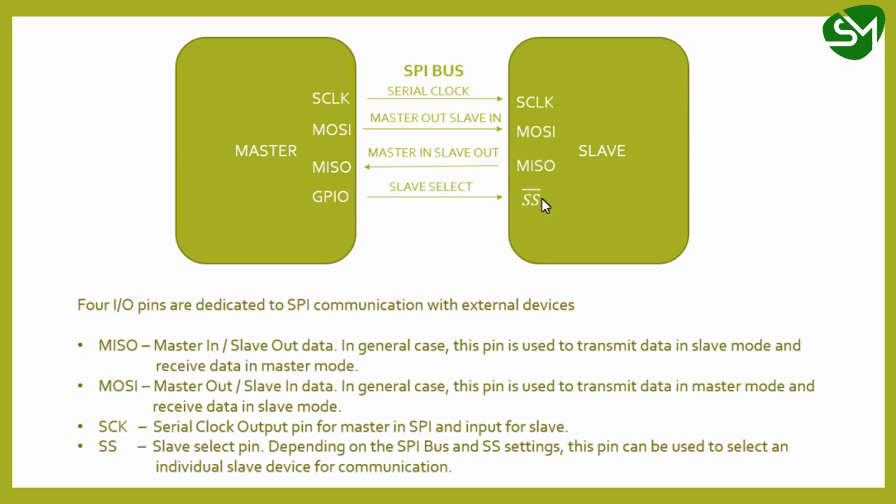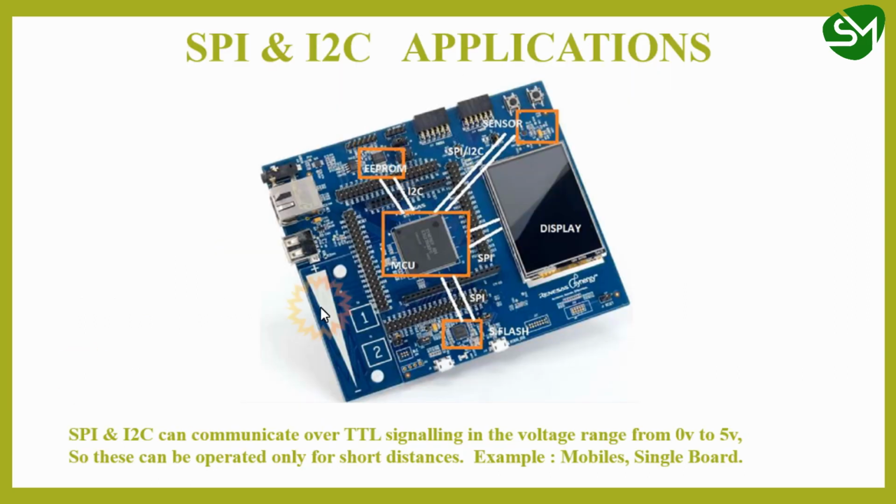And the slave select pin. Slave select pin is nothing but a GPIO in the master that is used for triggering the slave select pin of the slave. So this slave select pin is used for selecting the slave for communication by the master. Most probably SPI and I2C are mostly used for devices that are available in a single board, that are very close to each other.